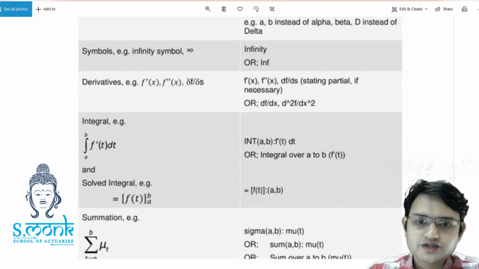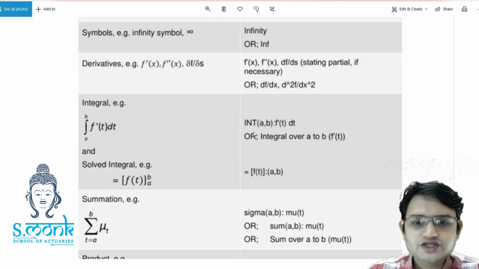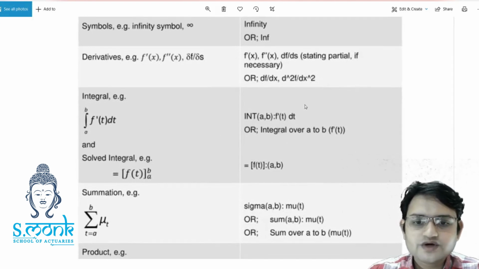For derivation, you can write f dash x, f double dash x, or df by dx. You can see here, you can directly write it in this manner. I prefer directly writing differentiating with respect to this and directly writing it rather than these. It's just more intuitive for me. Integration is one of the most important ones.